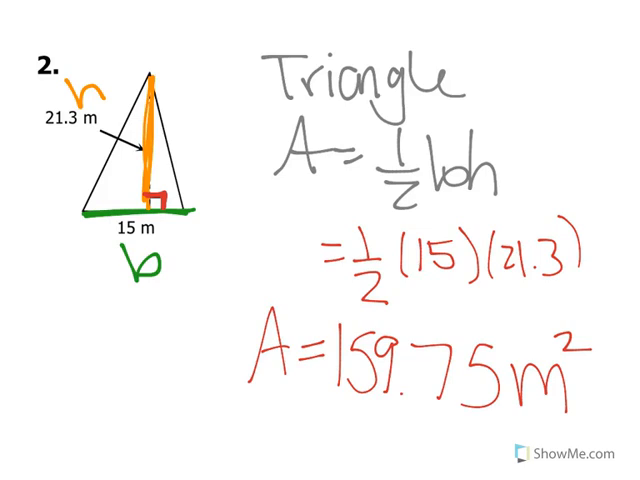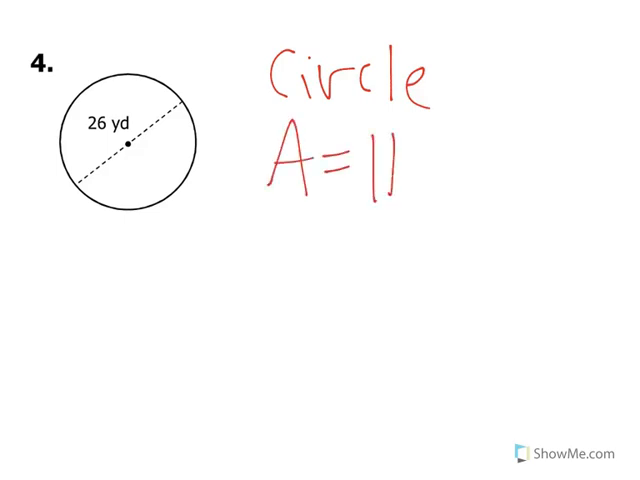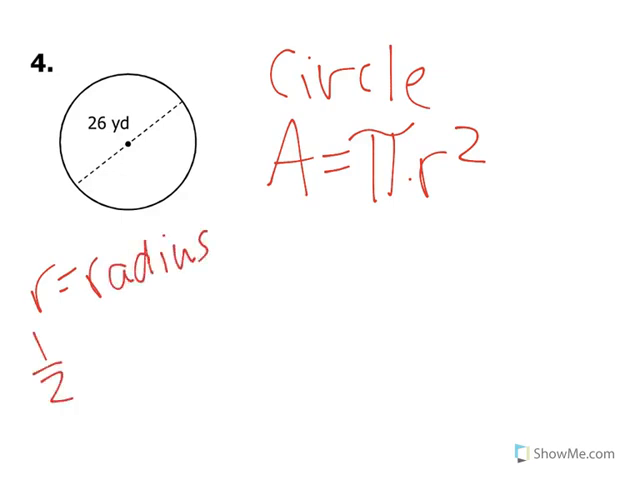The next one I'm going to look at is number 4. Okay, so here we have a circle. So the area formula for a circle is pi r squared. Pi times r squared. So remember, r is the radius, and that's halfway across.